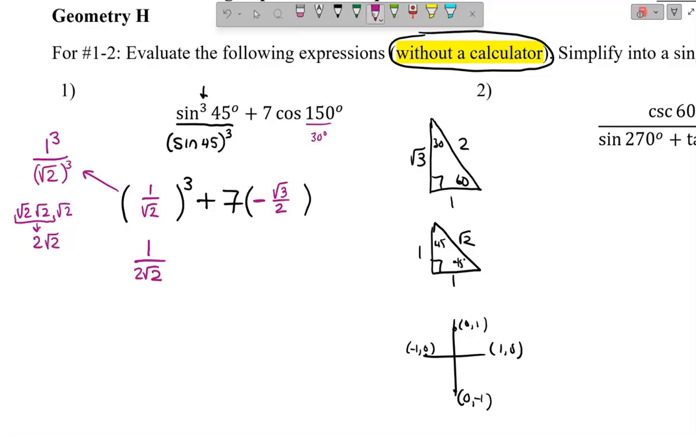Now for this next one, 7 is really 7 over 1. Anytime you have a whole number being multiplied, it's over 1. So when I multiply this, I'm going to get negative 7 root 3 over 2. So we have taken care of a major portion here of the order of operations. I cubed my number. I also multiplied it.